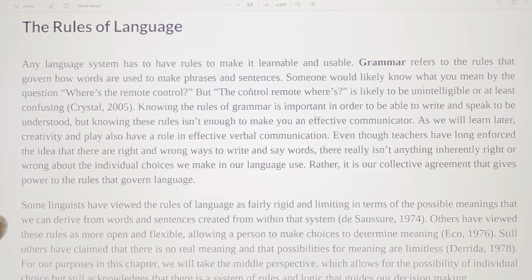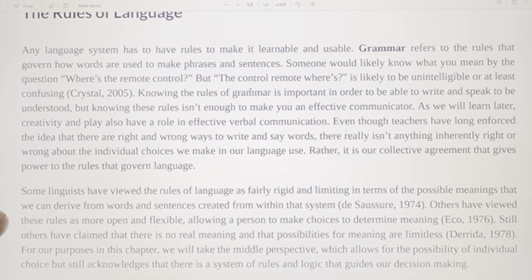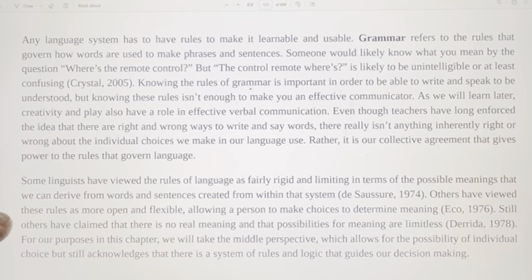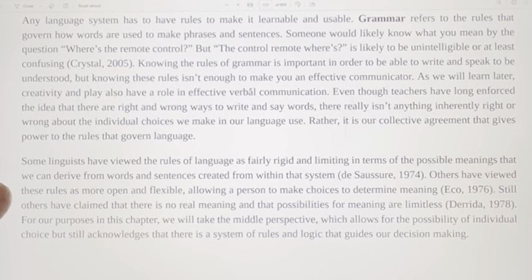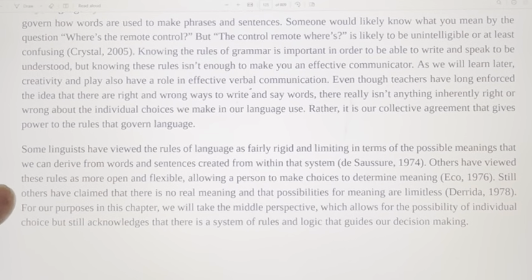The rules of language. Any language system has to have rules to make it learnable and usable. Grammar refers to the rules that govern how words are used to make phrases and sentences. Someone would likely know what you mean by the question, "Where's the remote control?" But "the control remote, where's" is likely to be unintelligible or at least confusing.